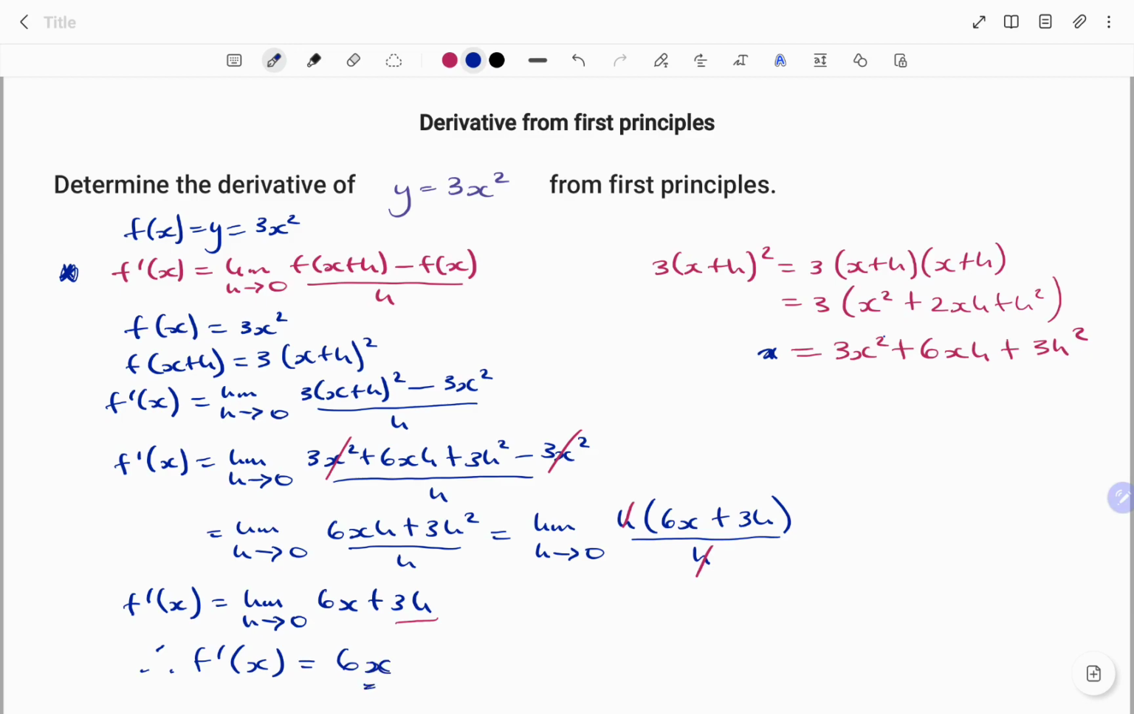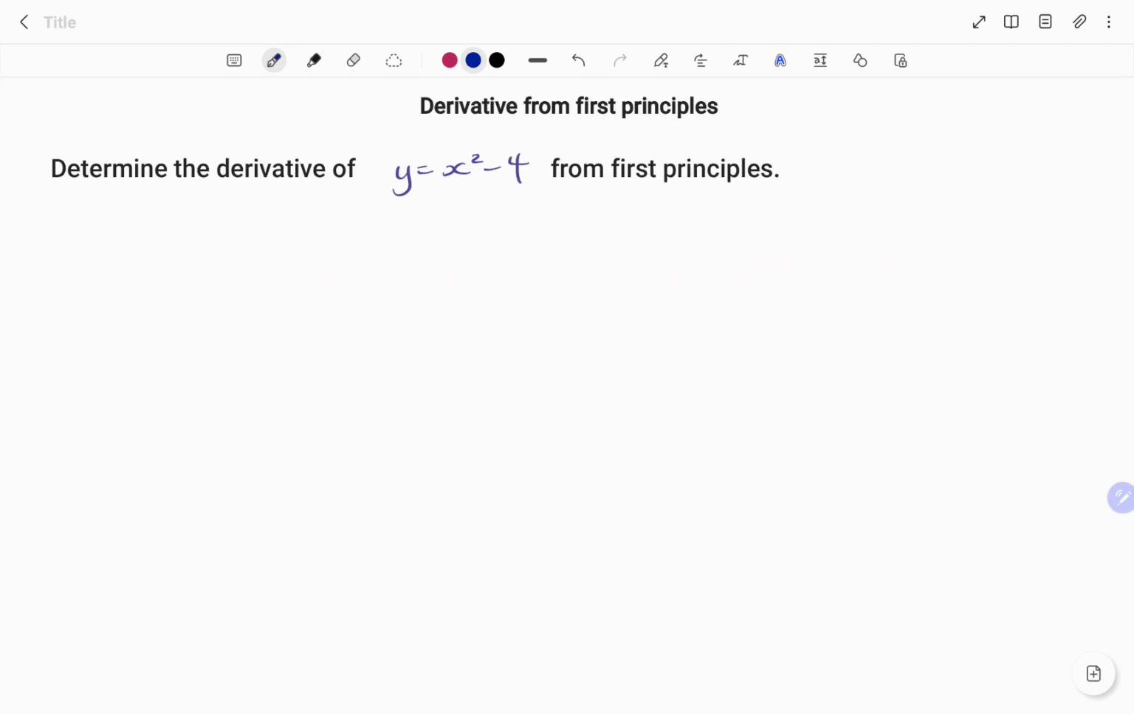Let's look at another example. In the second example, we have: determine the derivative of y equals x squared minus 4 from first principles. Like we did earlier, our f of x is equal to y, which is equal to x squared minus 4.